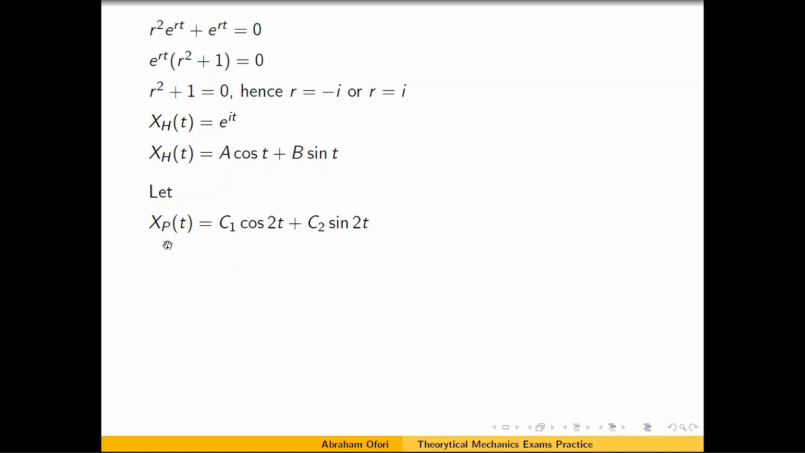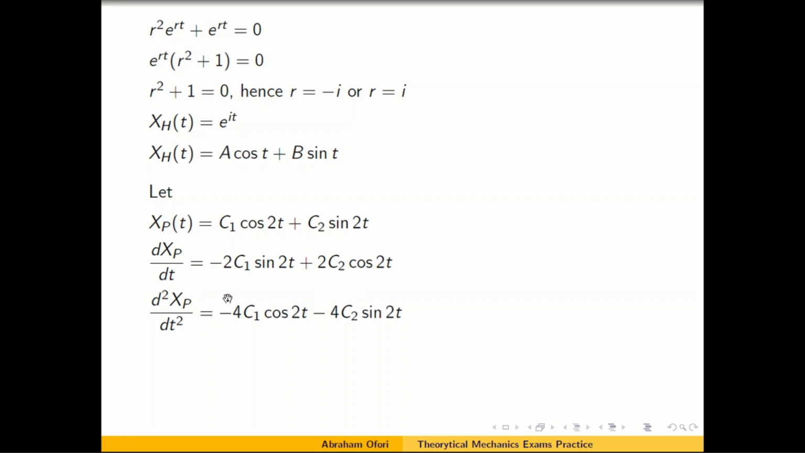So we are saying that our particular solution is equal to a certain constant c1 cos 2t plus a certain constant c2 sine 2t. Then I differentiate it and I get negative 2 c1 sine 2t plus 2 c2 cos 2t. I differentiate it again. The reason why we are differentiating is that in our original equation there is a second derivative in it. We need to find all the derivatives. So you differentiate this again and you get minus 4c1 cos 2t minus 4c2 sine 2t.